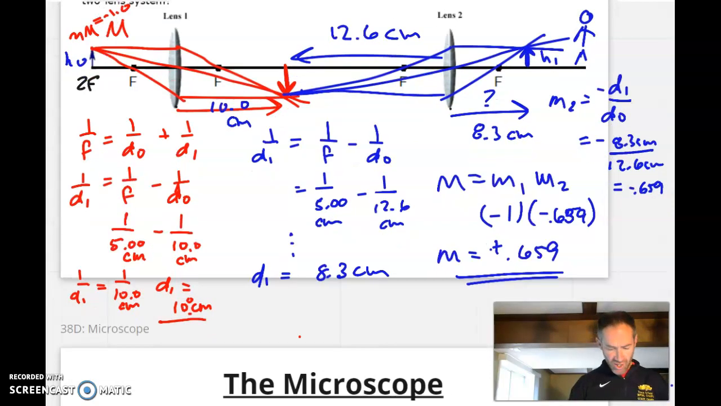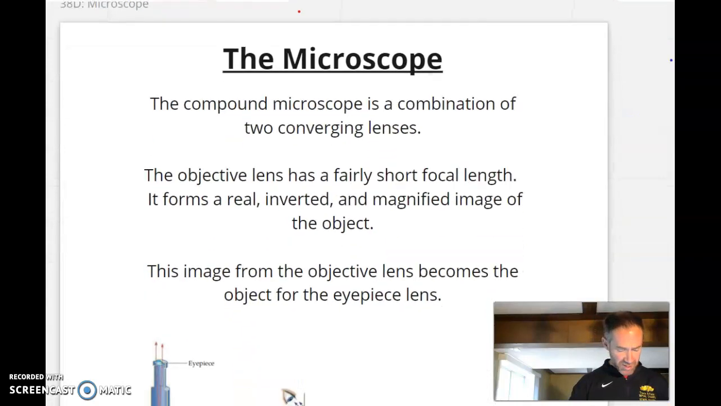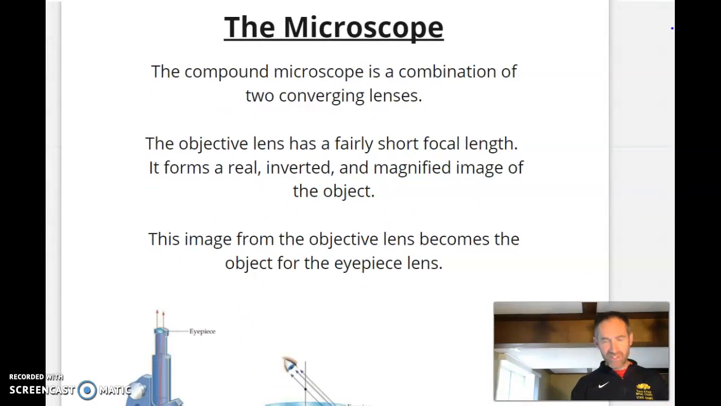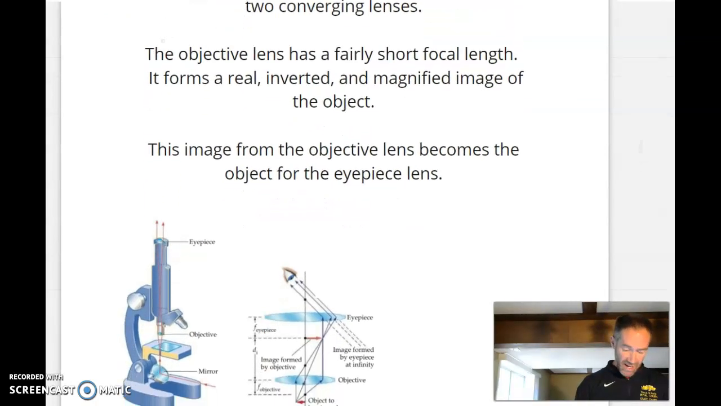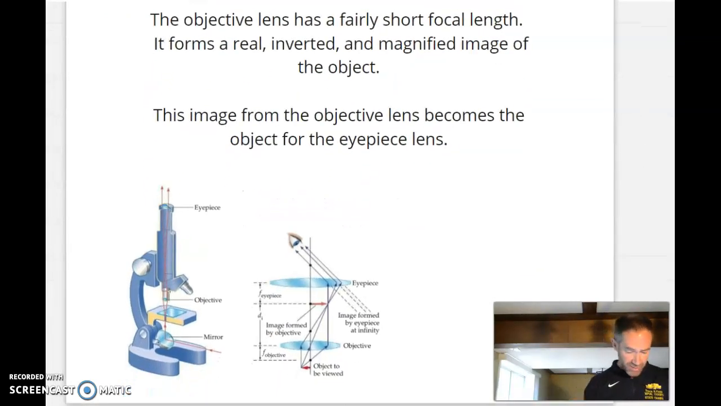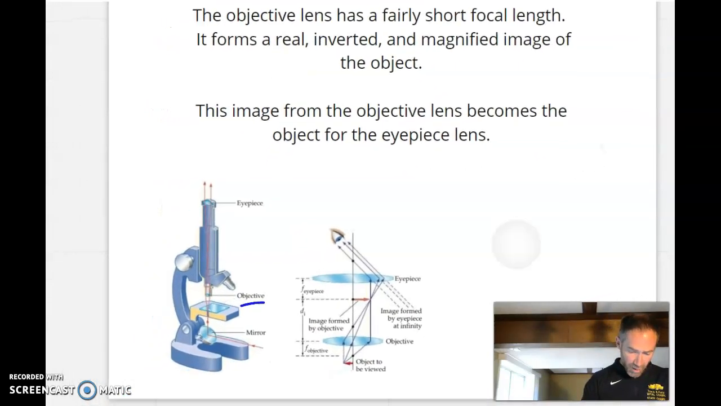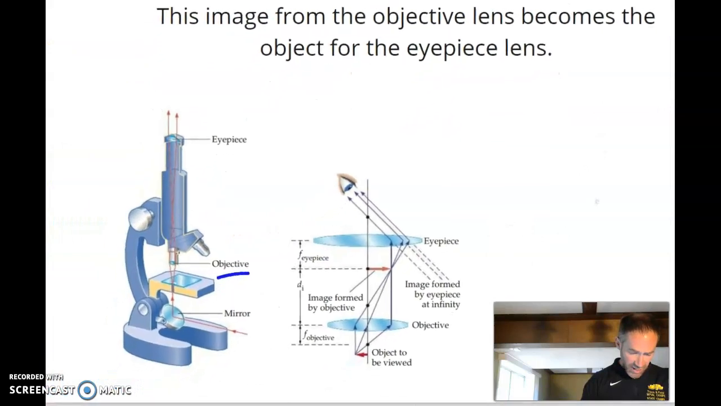Before we leave, if we can just talk about 2 more optical instruments, let's talk about the microscope, which is a lot like that last example because it uses 2 converging lenses. So a compound microscope is going to be this combination of 2 converging lenses. You're going to have down at the bottom, down by the specimen, an objective lens, and then up by your eyeball, a lens called the eyepiece.